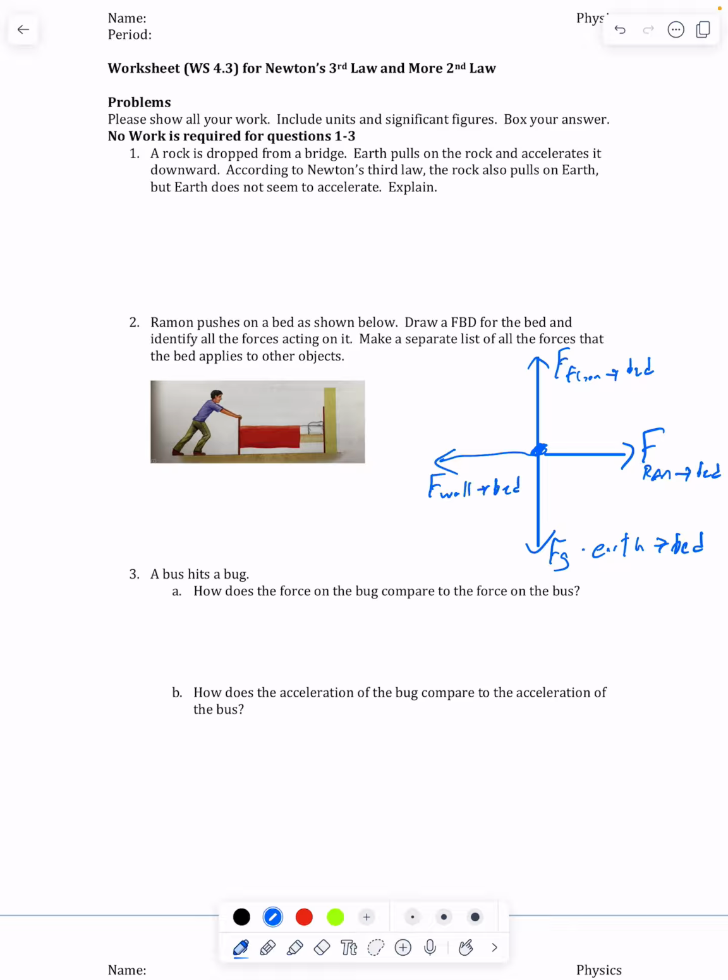Now, each of these forces have an interacting force that applies to it. All these forces act in pairs. So what I'm going to do for this video, I'm going to show the interacting pairs in red here. Notice these are not part of the free body diagram. So if we have Ramon pushing on the bed, going to the left here, we've got the bed pushing back on Ramon.